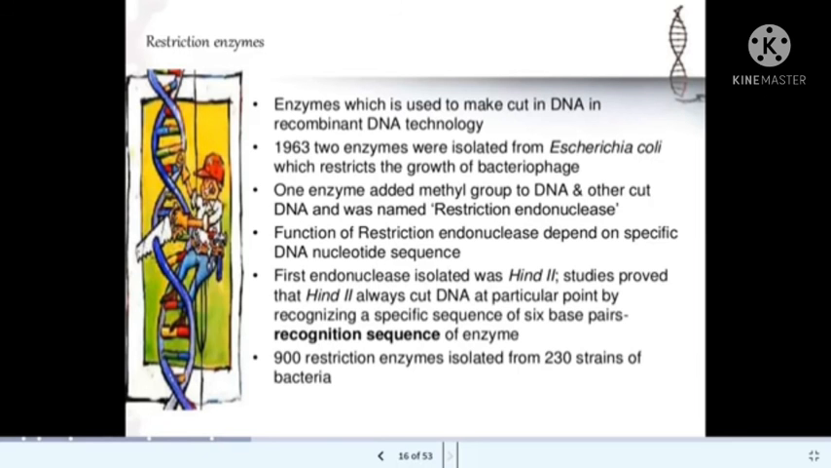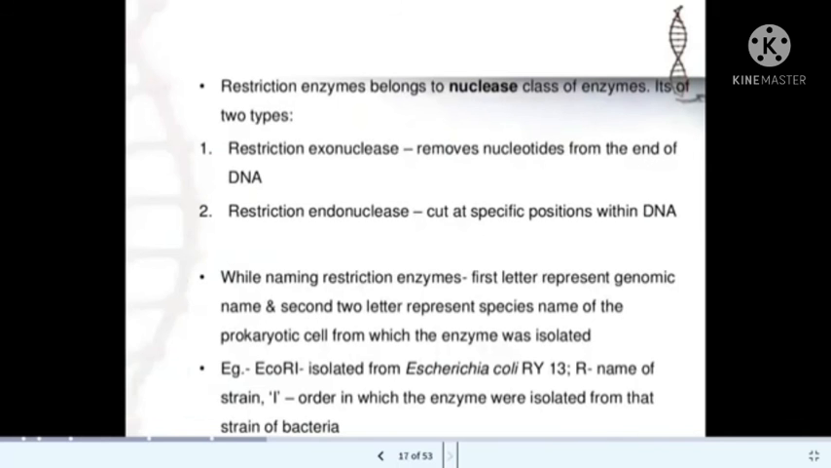Nowadays, we have nearly 900 restriction enzymes isolated from 230 strains of bacteria. The restriction enzyme belongs to the nuclease class of enzymes. There are two types we have already seen. Restriction exonucleases, which remove nucleotides from the end of the DNA. Restriction endonucleases, which cut at specific positions of DNA.